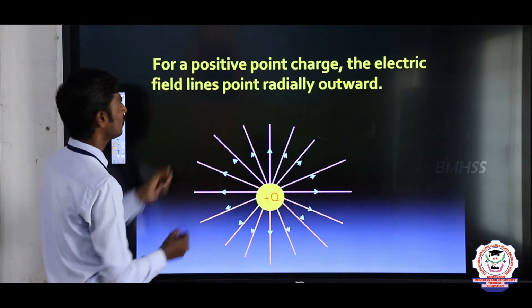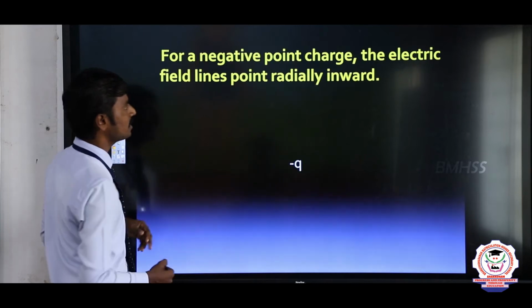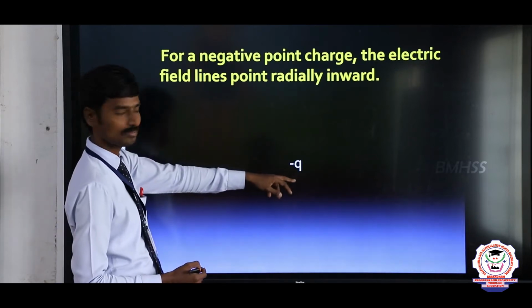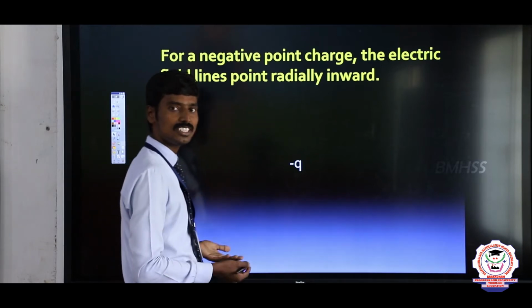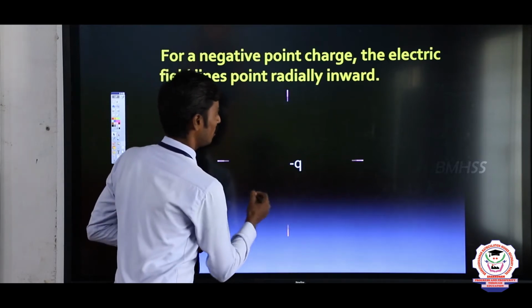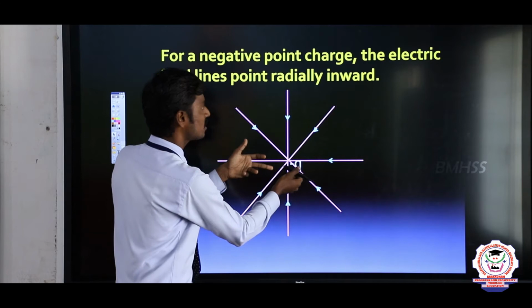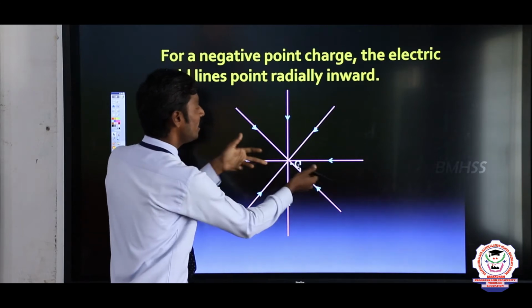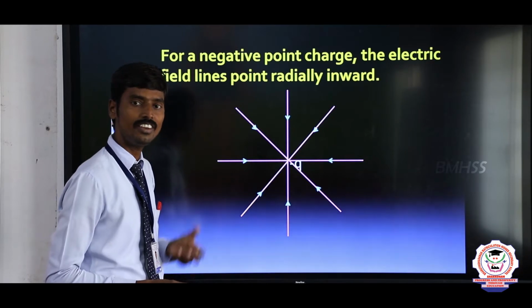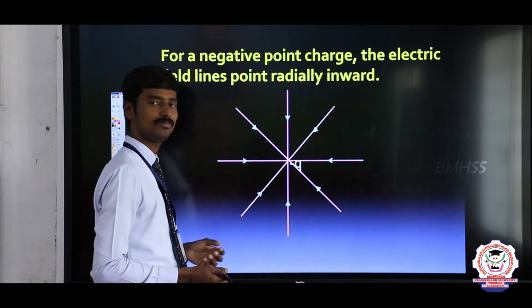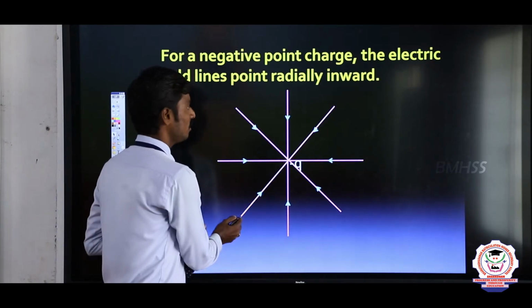Next, suppose here is a negative point charge. The electric field lines or lines of forces are always radially inward. This is the basic concept.